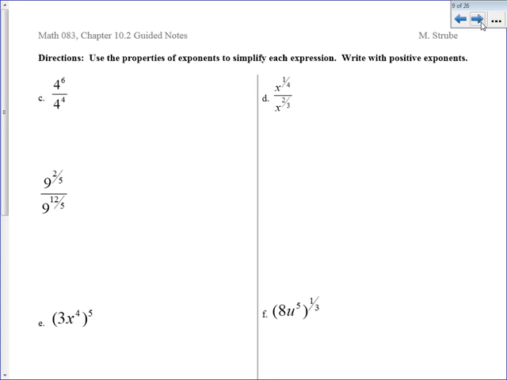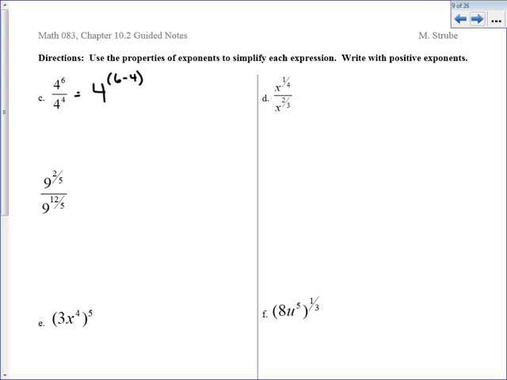So for C, I have 4 to the 6th divided by 4 to the 4th. These have like bases. Their bases are 4. Even though it's a number, it's still a base. They still have them in common. And while you could expand both of those numbers and then simplify the fraction, you'd be wasting a lot of time. When I divide like bases, what did I do with their exponents? Subtract. So I kept my base and I just subtracted the exponents.